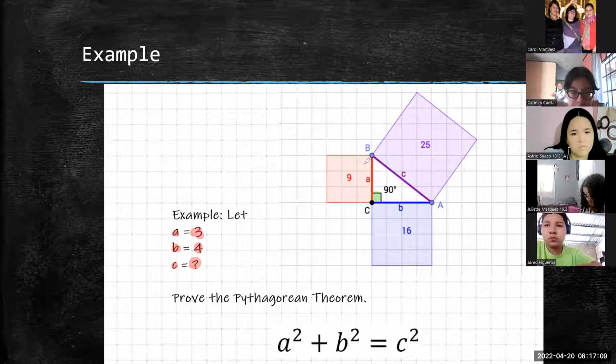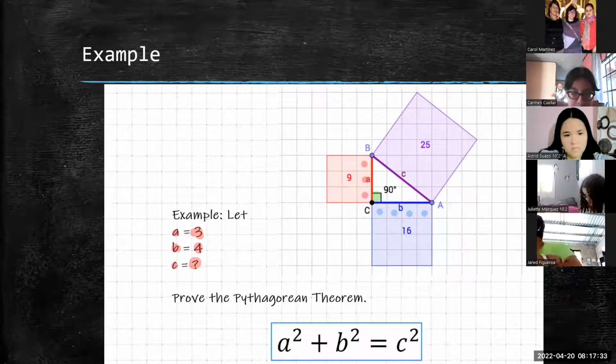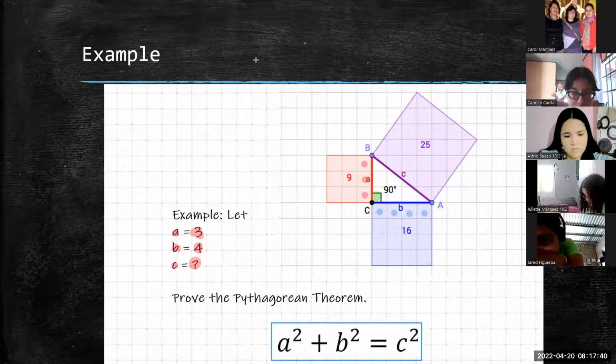So, take a look over here. The side or the leg A is 3. It measures 3 units. The leg B is 4 units: 1, 2, 3, and 4. So by definition, if we apply the Pythagorean theorem, C is going to be the addition of A squared plus B squared. And what is the square of a number?